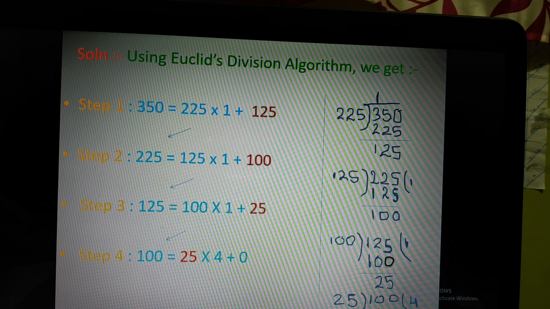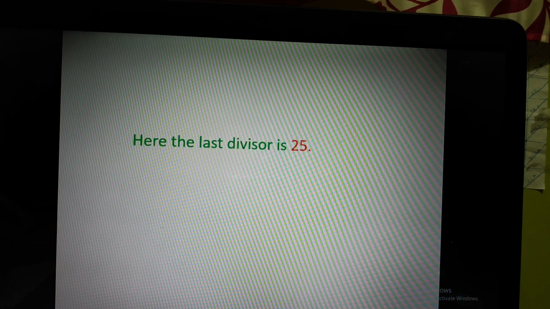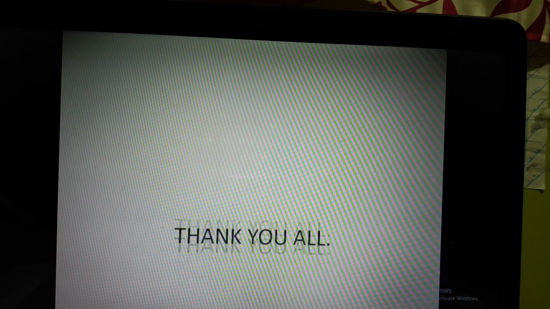So here the last remainder becomes 0, so we stop here. What is the last divisor here? The last divisor is 25. So this 25 becomes the HCF of the two numbers 350 and 225. This process of finding the HCF is known as Euclid's division algorithm using Euclid's division lemma. Here the last divisor is 25, therefore we can say that 25 is the HCF of 350 and 225.